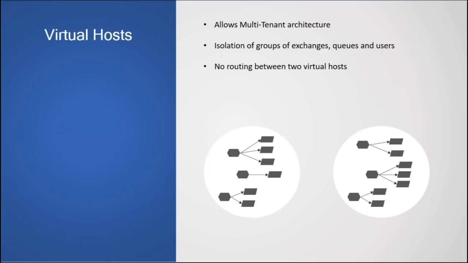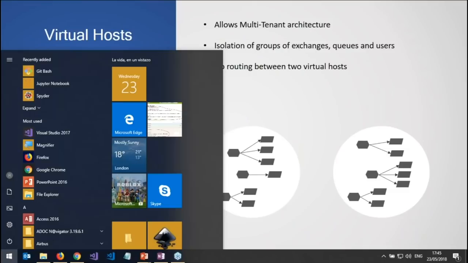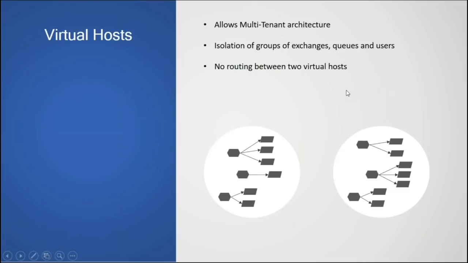And finally, there are virtual hosts. So this allows a limited set of multi-tenant architecture. We get some isolation between exchanges, queues, and users. We cannot route between the two virtual hosts. It does not give us resource isolation, so it's not bulletproof multi-tenant architecture, but it can be quite useful.